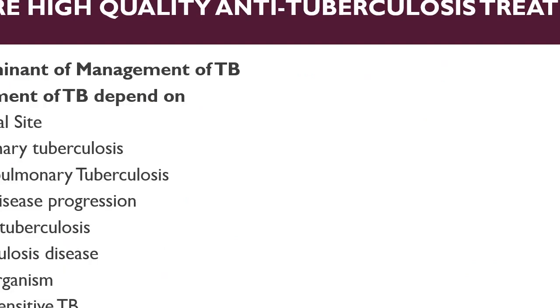Continuing, we have to ensure high quality anti-tuberculosis treatment in persons living with HIV. Now, what are the determinants of management of tuberculosis? It depends on the anatomical site, which is divided into pulmonary tuberculosis and extrapulmonary tuberculosis. Then the stage of disease progression, that is whether we are managing latent tuberculosis or tuberculosis disease, and the type of organism involved, whether we are dealing with drug sensitive TB or drug resistant tuberculosis.